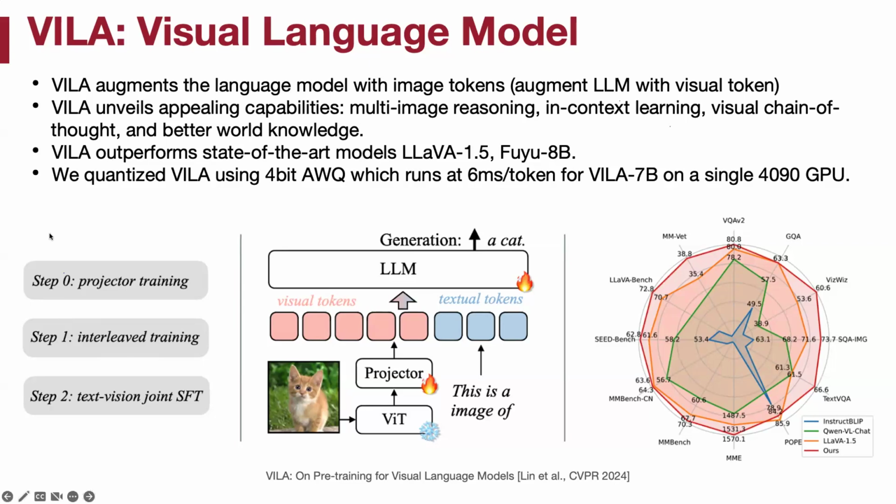This is a high-level overview of the architecture. You can think of visual features as taken from this ViT, which is a visual feature extractor. It gets the output visual tokens, and then we concatenate these visual tokens before the language tokens.